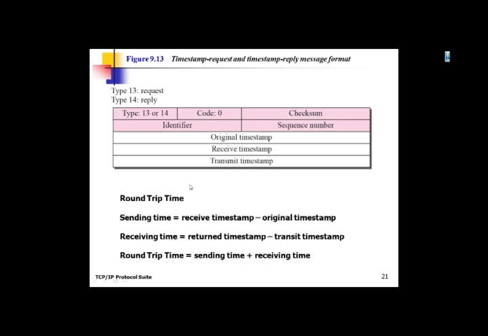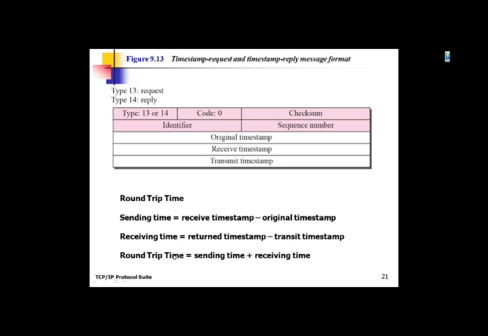So we can find the round trip time using this formula. Sending time is receiving timestamp minus original timestamp. These are obvious calculations. Receiving time is return timestamp minus transmit timestamp. And when we add the two values, sending time and receiving time, you will get the round trip time. It is not always the same that sending time and receiving time are the same. They may be the same, they may be different.